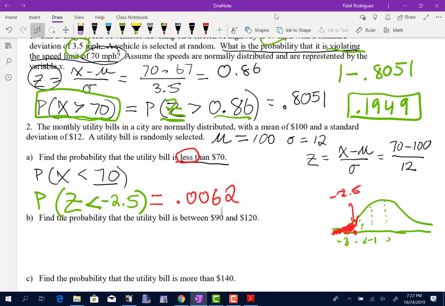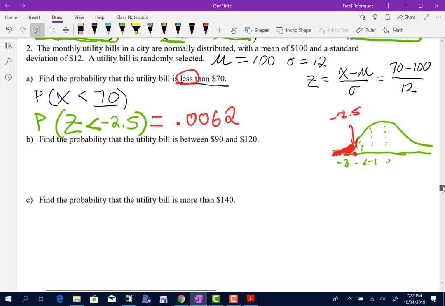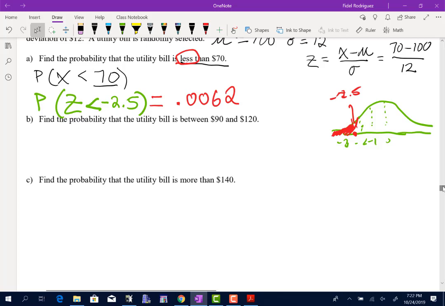Let's see if we can figure out the next part of it. So look at part B. Part B says we want to find the probability that the utility bill is between what two numbers? 90 and 100. Okay, so guys, we're going to do two things here. We're trying to figure out right now the probability that our light bill is between 90 and 120, not 100, right? So let me ask you a question. Do y'all agree that we're going to have to find two z-scores? One of them we're going to find for what number? 90.